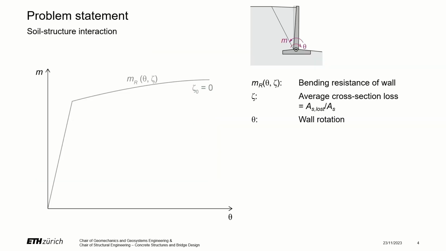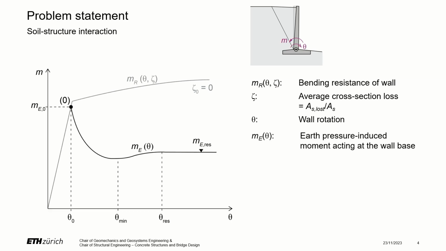What are now the consequences if we have local corrosion in our walls? Here you see the moment-rotation curve of a retaining wall which is not corroded, so our resistance curve, and we can seek the intersection point with our action, the earth pressure at rest, or close to it. Let's assume that we know the moment-rotation curve of the earth pressure action. That means that if the wall deflects, the earth pressure will also decrease.